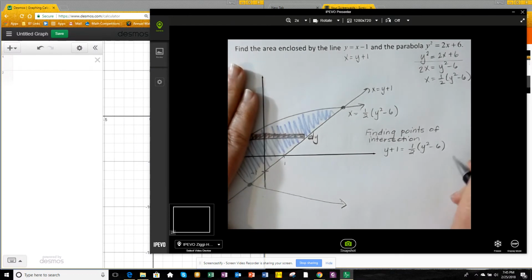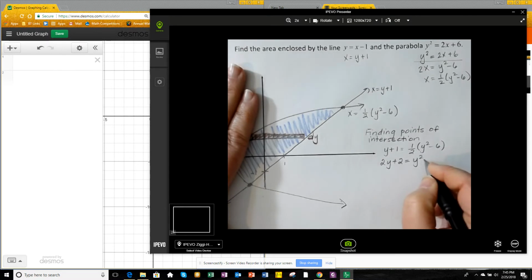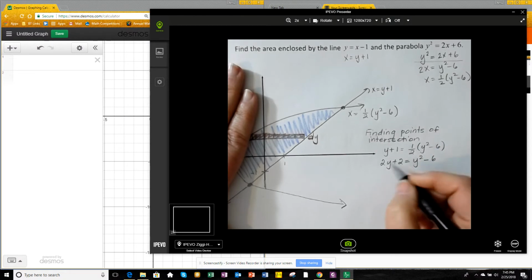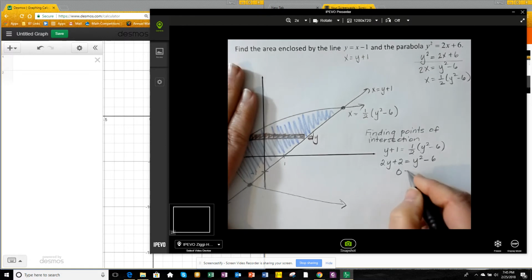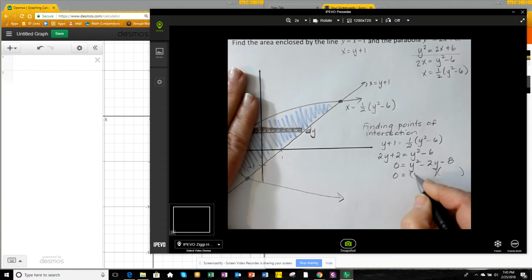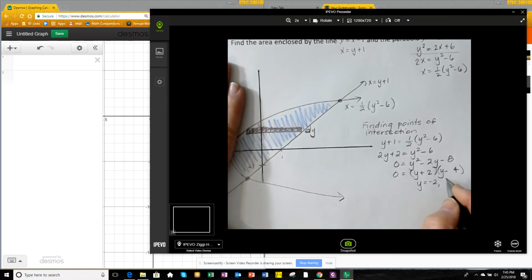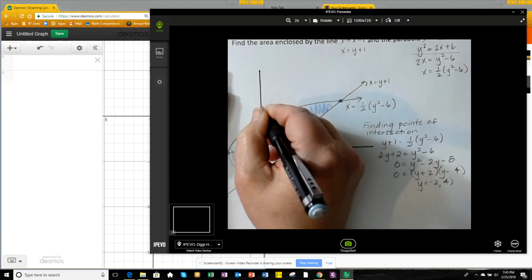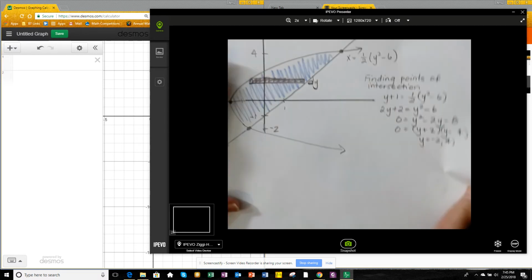And I'm going to multiply everything by 2 because I don't like a fraction in the way here. So this will be 2y plus 2 equals y squared minus 6. I multiply everything by 2. And I'm going to leave it on this side because the y squared is already positive. So we're going to get 0 equals y squared minus 2y minus 8. And that thing, believe it or not, does indeed factor. And so we're going to get y and 4 and 2, and this has to be plus and this has to be minus. So the y's are -2 and 4. So we know this point right here is at y equals 4, and this one here is at y equals -2.